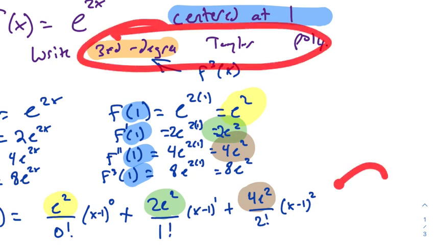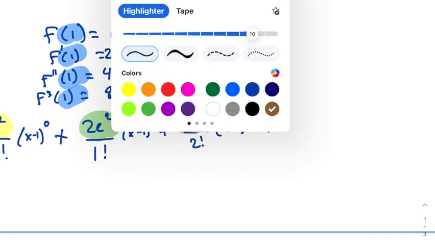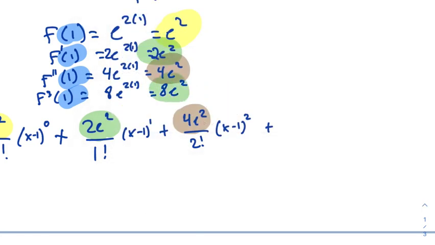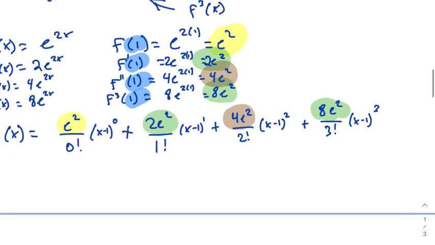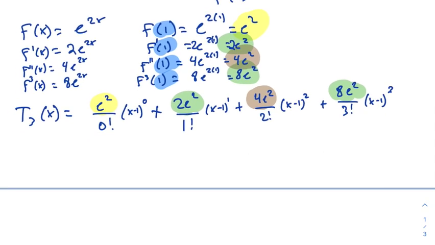And look at the instructions. It said write a third degree Taylor polynomial, so we need one more. So we'll say plus our third degree is the fourth term. 8e squared over 3 factorial x minus 1 to the third power. Now that's okay. It's not really the cleanest answer.